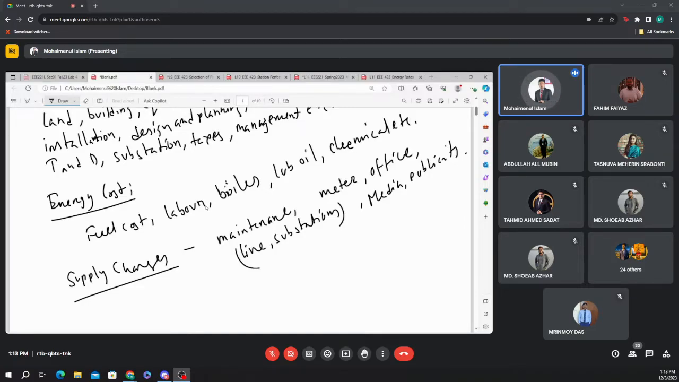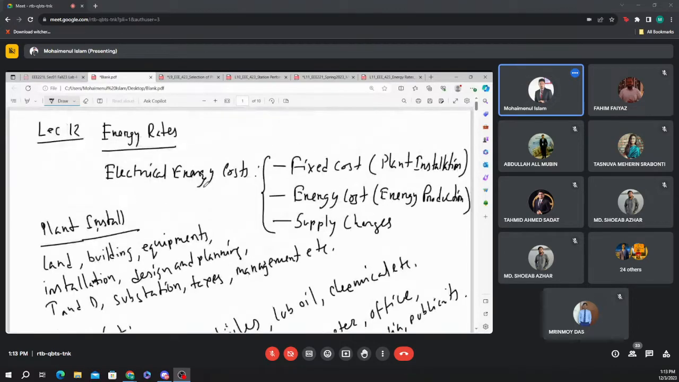So considering those things, general rate is considered to design these energy rates, which is also called tariff.